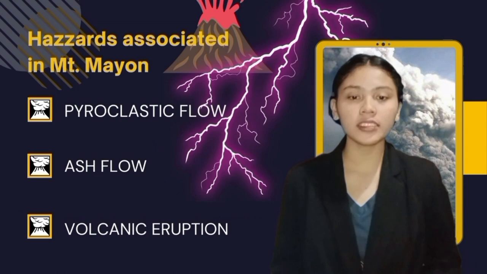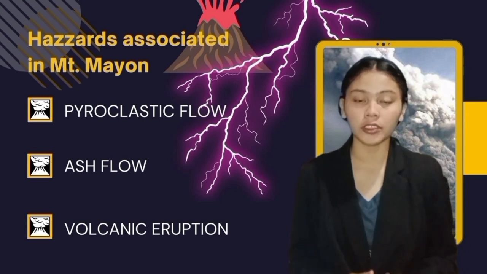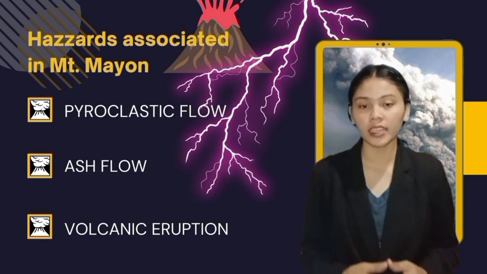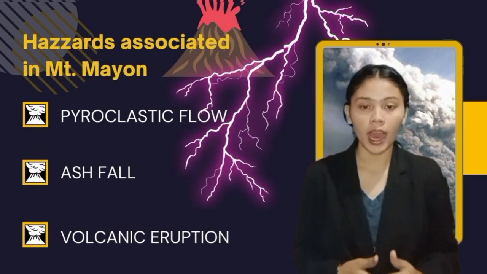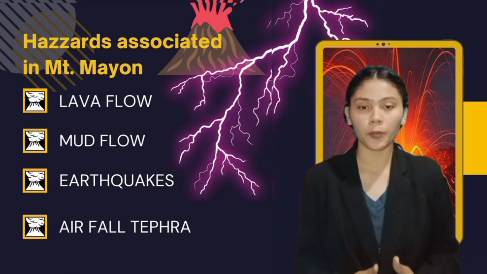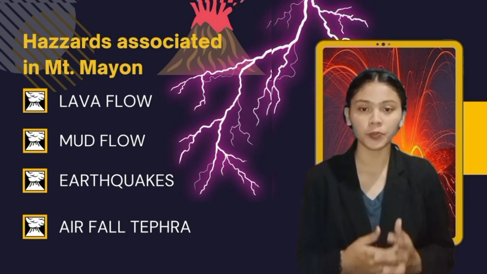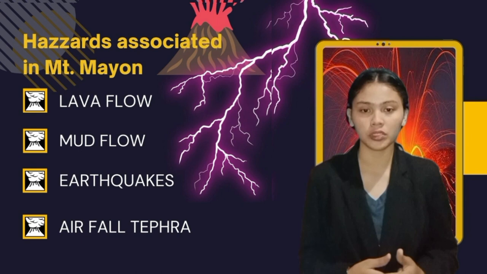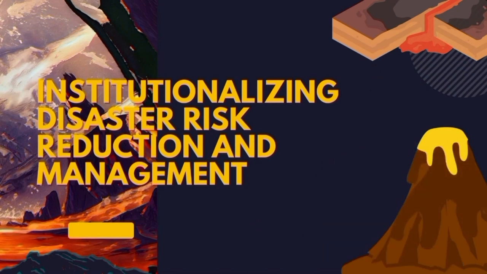So now, let's move on to the hazards associated with Mount Mayon. Several hazards are posed in relation to the volcanic eruptions. In the case of Mayon, 86 barangays within the 6 municipalities and 3 cities of Albay were at risk from the following hazards: pyroclastic flow, ashfall, volcanic eruption, lava flow, mud flow, earthquakes, and airfall tephra. The most affected are the barangays located within the 6-kilometer radius permanent danger zone or PDZ and the 8-kilometer radius extended danger zones. And for the last part is institutionalizing disaster risk reduction and management.